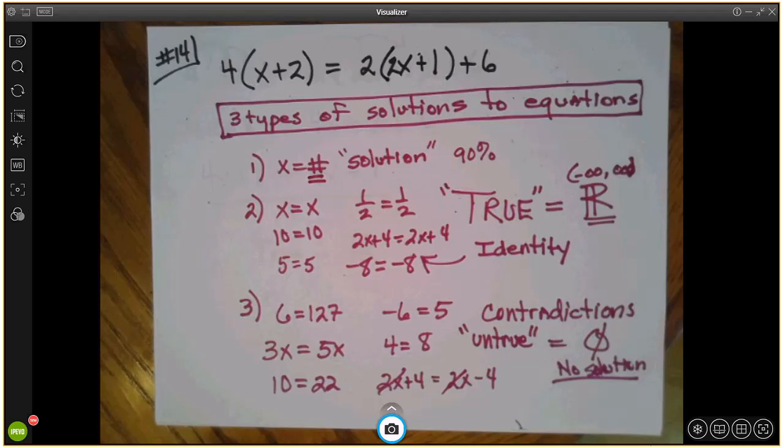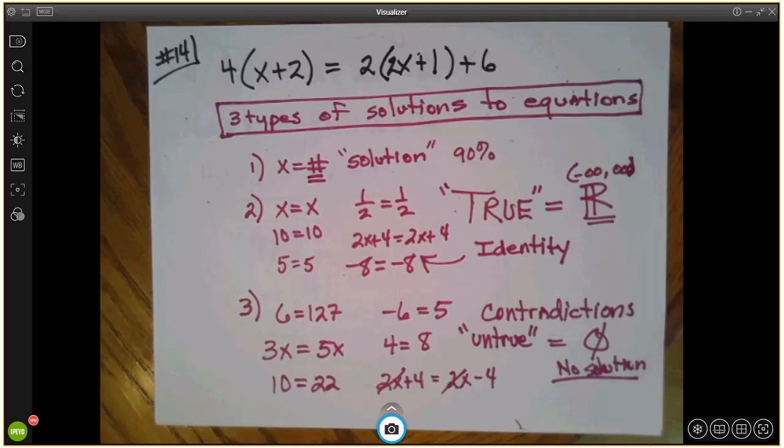The other type of problem is where you get something that is 100% true. X is equal to x, 10 is equal to 10, 5 is equal to 5, 1/2 is equal to 1/2, 2x plus 4 is equal to 2x plus 4, negative 8 is equal to negative 8. All these statements are what we call identities. They mean they are true. A true identity. Both sides are equal. Therefore, the only answer is all real numbers, which is that big R. Or you can write out all real numbers. Or you can put negative infinity to positive infinity with parentheses and a comma. Okay?